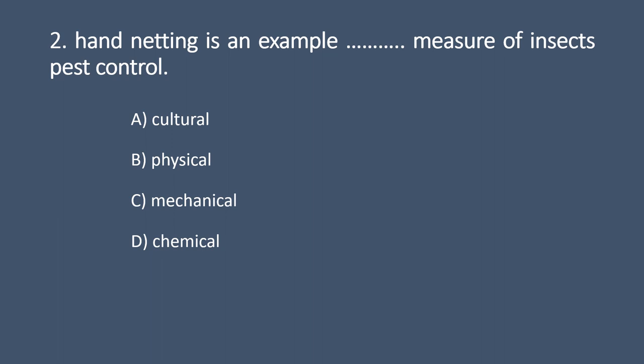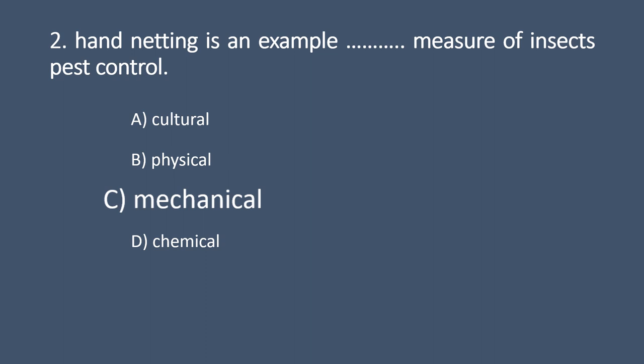Next, hand netting is an example of which measure of insect pest control? Options are cultural, physical, mechanical and chemical. We know the cultural method is an agricultural practice. In physical control, we can use light, intensity of light, then we use rays, X-rays, gamma rays. In mechanical control method, we use mechanical devices like hand netting. So here the correct option is mechanical. Hand netting is an example of mechanical measure of insect pest control.